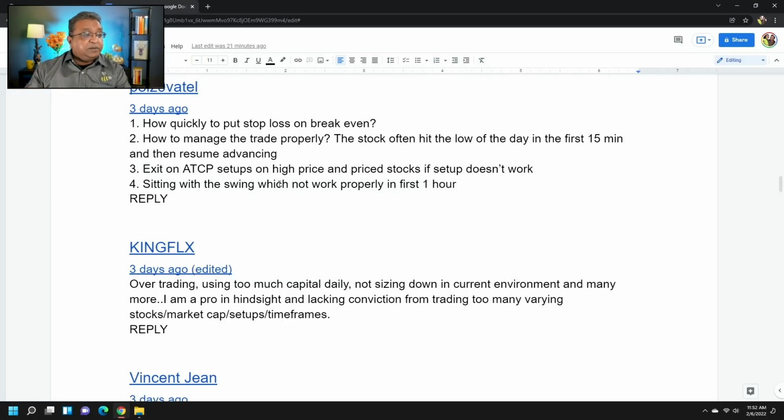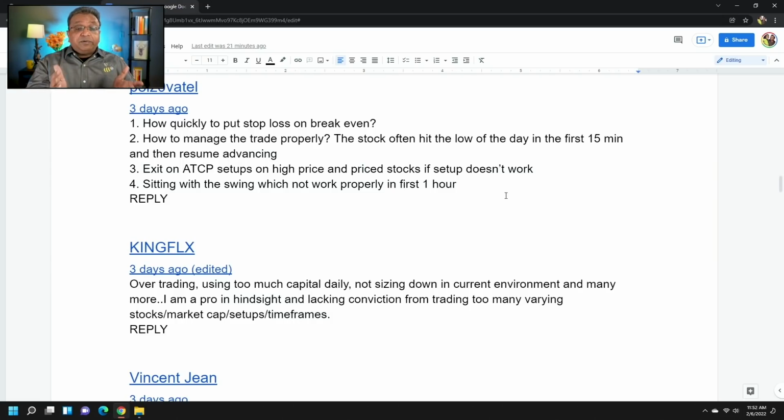Exit on ATCP setup. I'm not sure what ATCP stands for. High priced stocks if setup doesn't work. That's again, you should have some sort of criteria as to when you enter a setup and within how many minutes or how many hours the setup should work in your favor. If it is not working, then because there are so many setups available, you can deploy your capital in something else. Even if the stock has not actually hit your stop, you can get out of it, especially if you're a swing trader. This is different for a position trader.